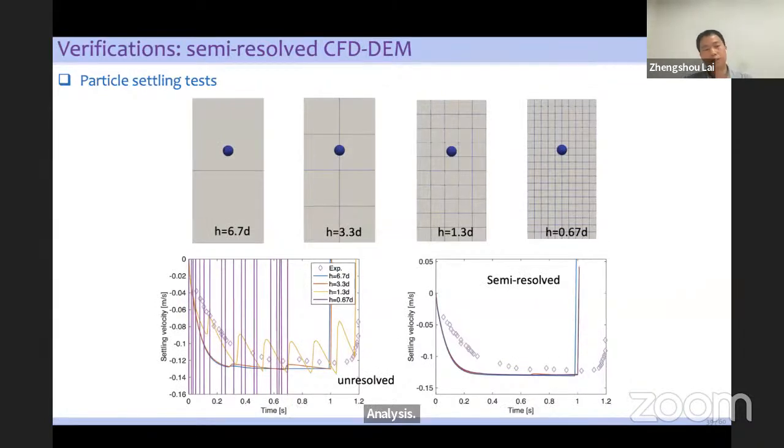As we have mentioned, for the unresolved CFD-DEM, it has a restriction on the mesh resolution. It usually requires that the mesh size is at least 3 times the particle size. So if the mesh size becomes smaller, the evaluation of drag force will be inaccurate, and we see it will result in very large vibration in the particle velocity. So for the semi-resolved CFD-DEM, we can see for any mesh resolution, it can handle it properly.